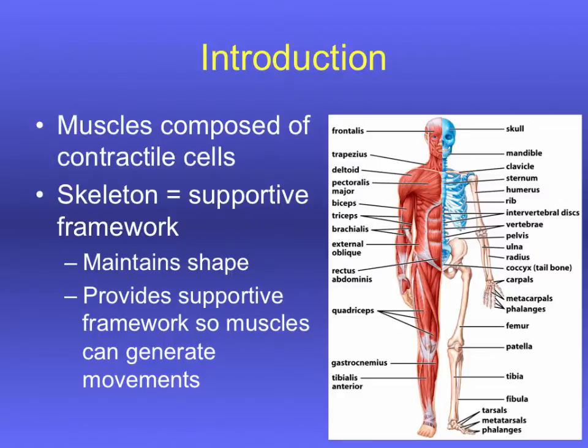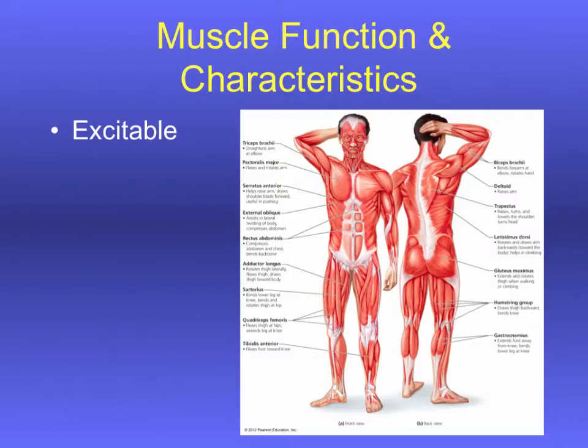So the skeleton and the muscles are very integrated with one another. They're often described as the musculoskeletal system because you really can't have one without having the other one. It does you no good to have a skeleton unless you have something to move the skeleton. It does you no good to have muscles unless you have something that you're planning on moving. All right, so different characteristics of muscles.